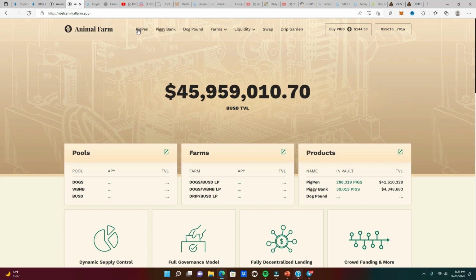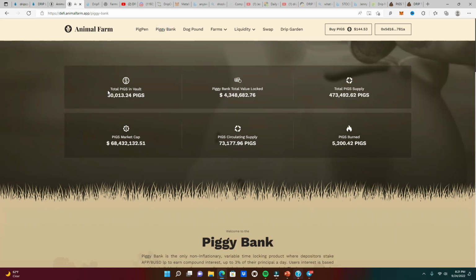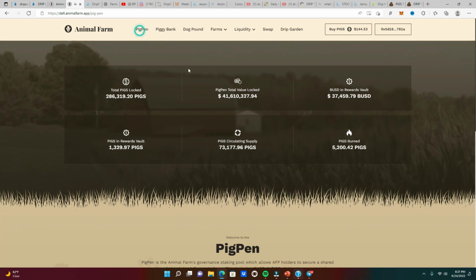Let's take a look at the pig pen and what's happening there. Look at the total pigs locked, over 286,000. Let's take a look at the piggy bank right here. The total pigs in the vault is over 30,000. The TVL in the piggy bank right now is over 4 million. In the pig pen, you're looking at close to $42 million TVL. Like, certain protocols wish they even had a million or two or five, but yo, the Animal Farm is not even open yet. They got over $42 million. I mean, this is going to be massive.